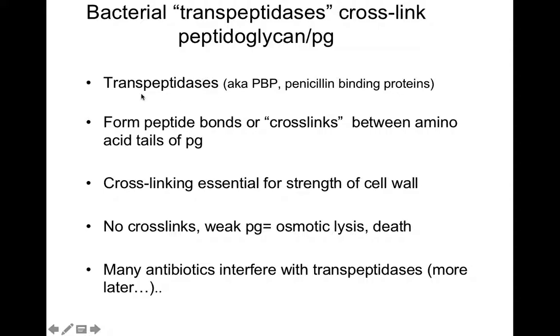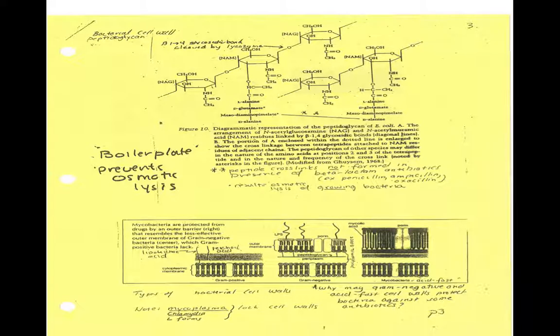What's the function of the transpeptidases? They form the peptide bonds or crosslinks between the amino acid tails of peptidoglycan. Why are the crosslinks important? The crosslinking is essential for the strength of the cell wall. What would happen if the crosslinks weren't formed? It would weaken the peptidoglycan, and as a result, the cell would undergo osmotic lysis and die. And again, what's to me just so cool, a lot of our antibiotics will interfere with transpeptidase, and we'll be moving up to that here soon.